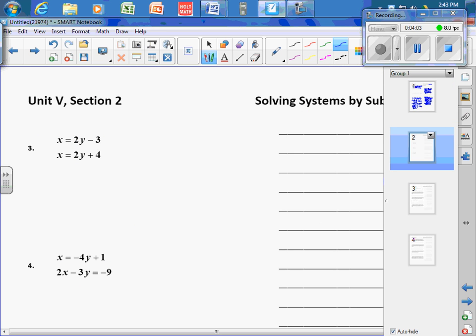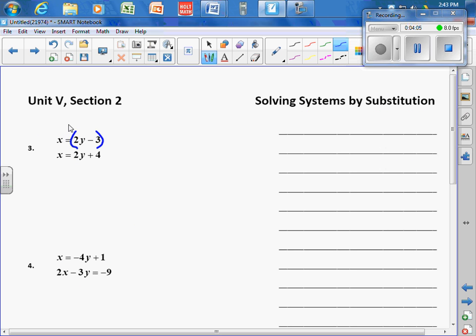In number three, you have a variable by itself. Again, it doesn't matter which one, just so long as you have a variable by itself. Put whatever it's equal to in parentheses and substitute that into the other equation. So the 2y minus 3 is going in for this x right here. So 2y minus 3 is equal to 2y plus 4. How do you solve this equation? Get the y's together on one side.